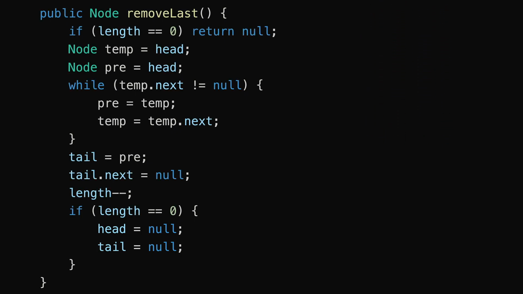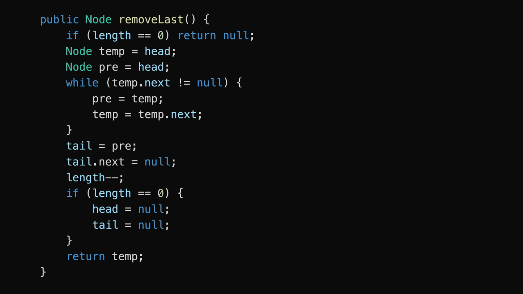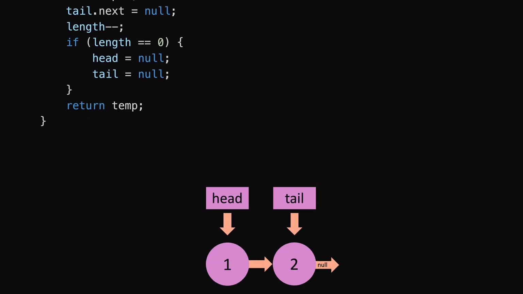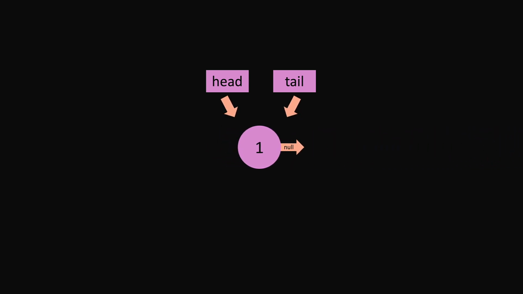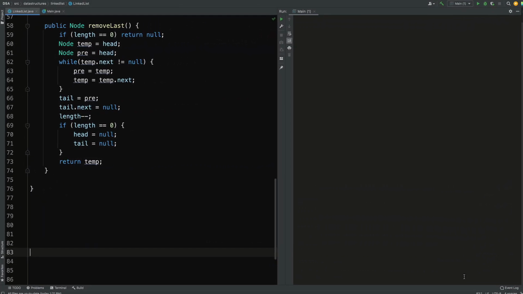The only thing left to do is to say return temp, which returns the pointer to the node that we removed. So we'll look at this code in a moment in IntelliJ, and when we do, we'll create this linked list with 2 items in it. And we're going to run the remove last method 3 times. We need to make sure it works when we have 2 or more items, and it works when we have 1 item, and then it also works when we don't have any items in the linked list.